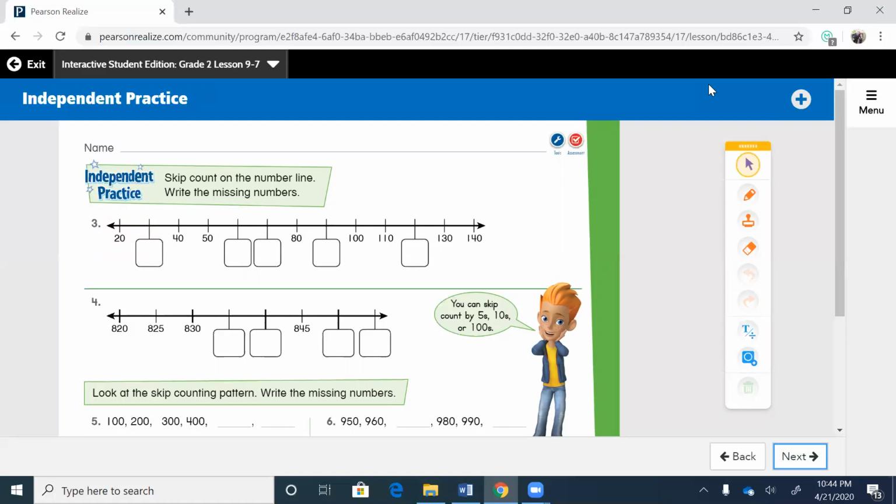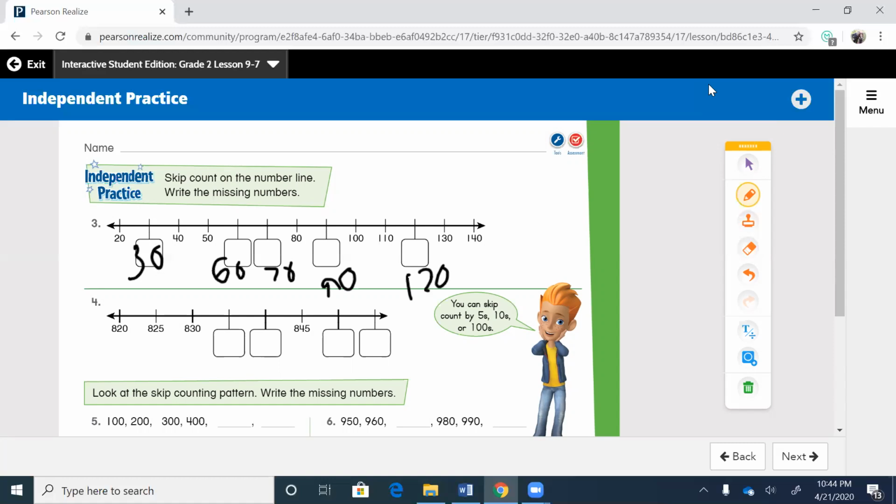20. Oh, gotta click that again. 20, 30, 40, 50, 60, 70, 80, 90, whoops, 100, 110, 120, 130, 140.